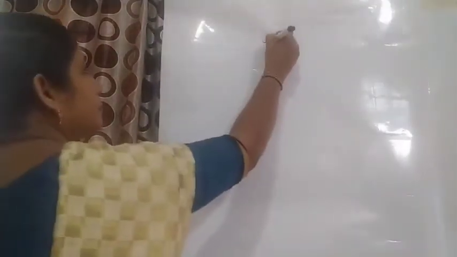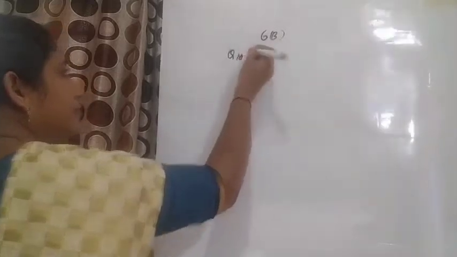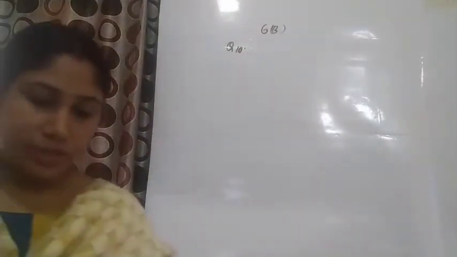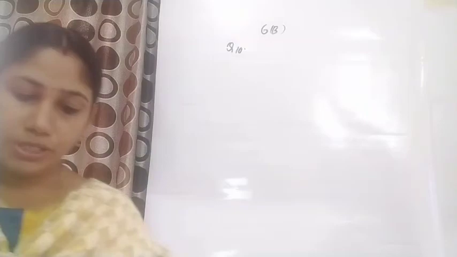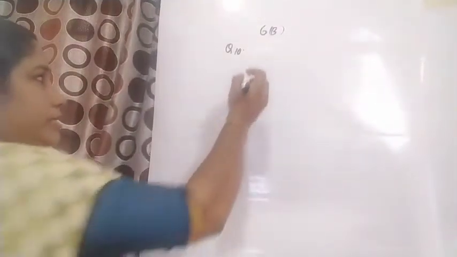Hello children, welcome back. Let us do the 10th problem from exercise 6b. Question number 10. An area is paved with square tiles of a certain size and the number required is 128.